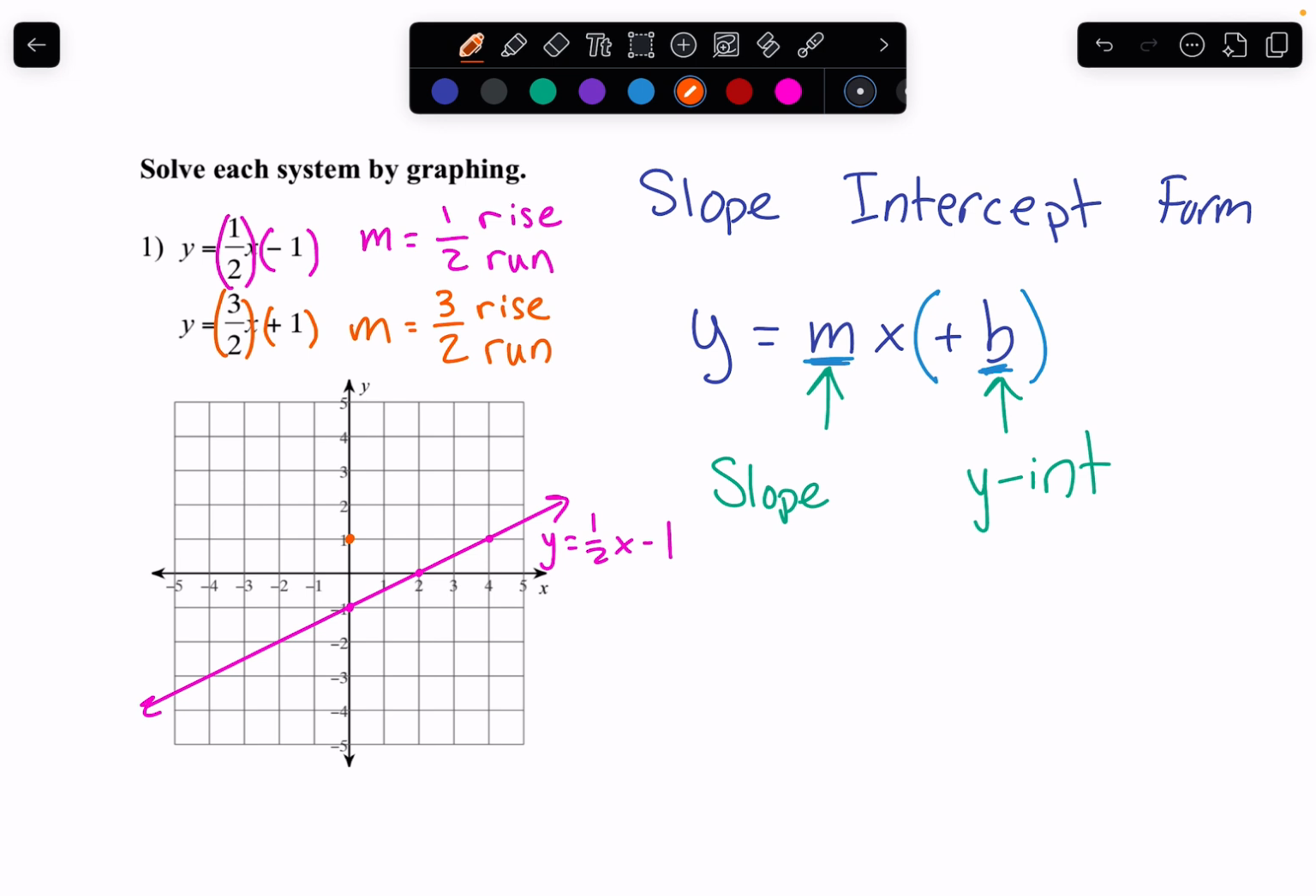So we start right at our y-intercept of +1, and we rise 1, 2, 3, and then we run 2. We go 1, 2, and we put a dot right there. And that's enough points to graph a line, but if you're not sure, we could go in the opposite direction. We could rise 1, 2, 3 down, and then we could run 1, 2 over, and we could put another dot right there.